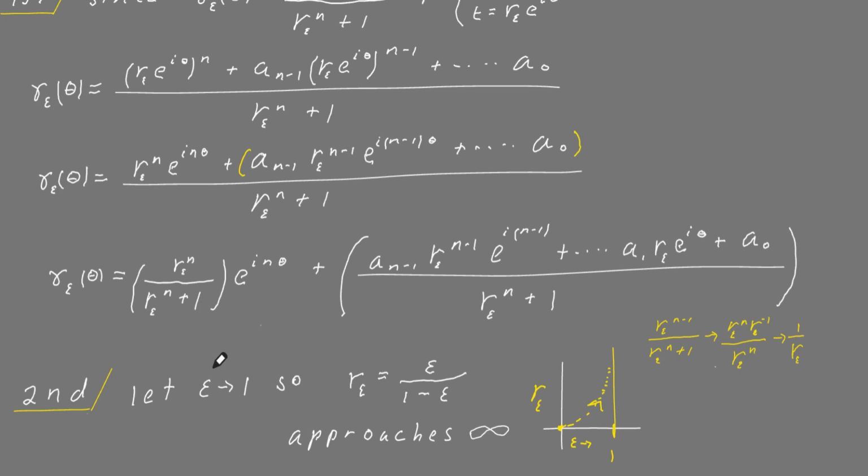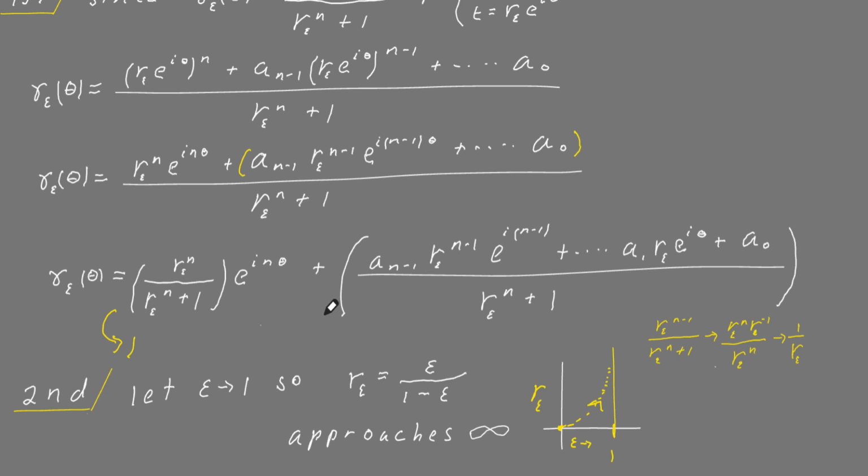Now, what happens as epsilon approaches 1? As epsilon approaches 1, r is going to approach infinity. So this term over here is actually going to approach 1, and that's because as r gets very large, I can drop this 1 over here, and then I'm just going to have r sub epsilon to the n over r sub epsilon to the n, which is just 1.